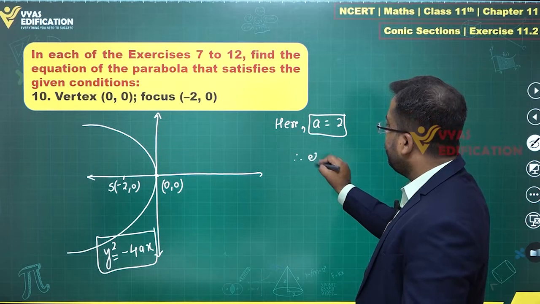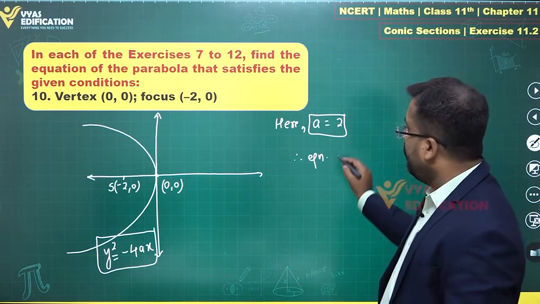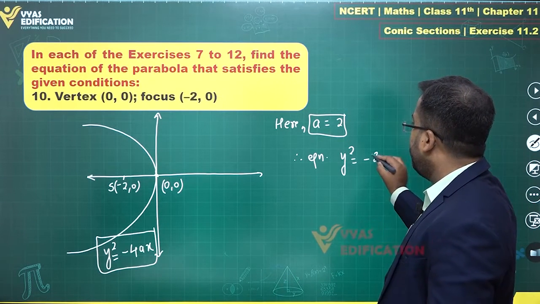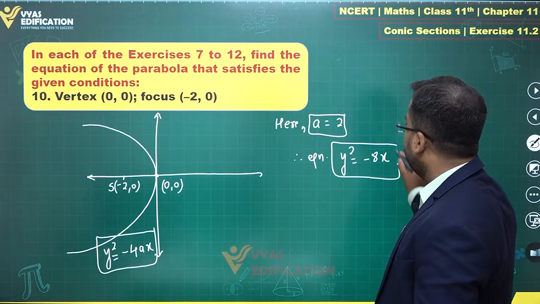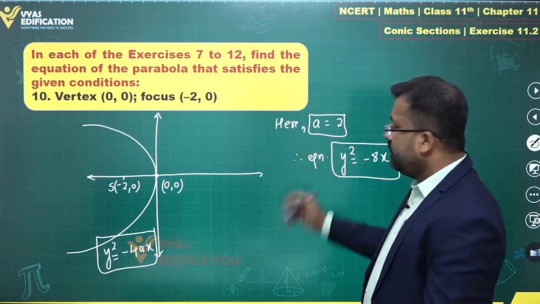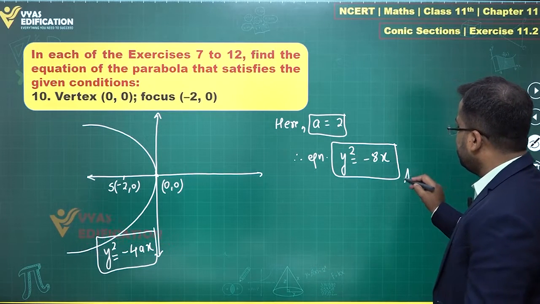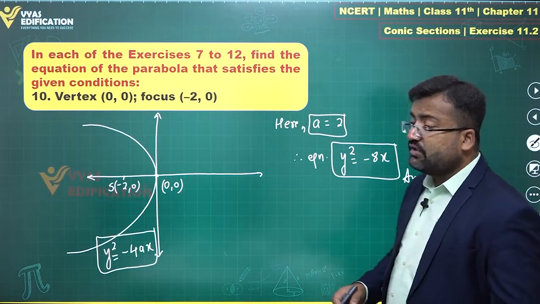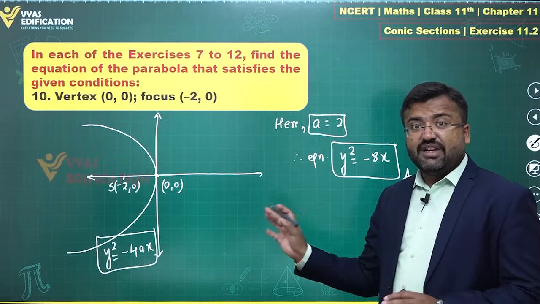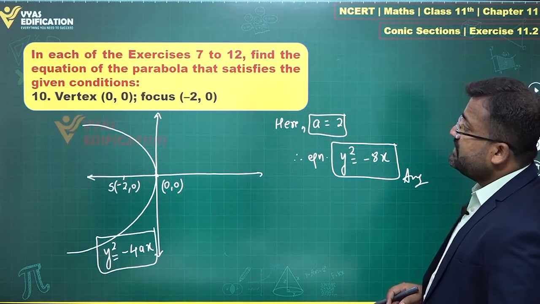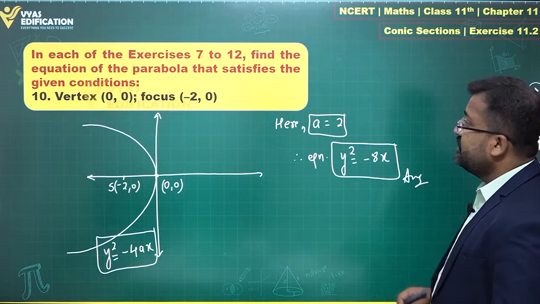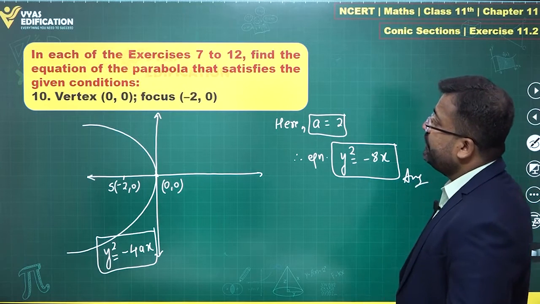Therefore, the equation will be y square is equal to -8x. 4a will be equal to 8, right? So, the equation will be this. And yes, that's the answer for this question. As you can see, with the help of this diagram, we can easily deal with this, right? So, that's the vertex and focus. On the basis of this, this is the equation, right? It's question number 10 for us.